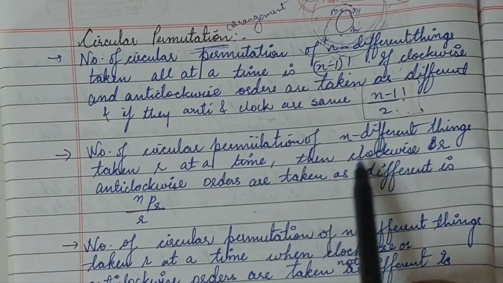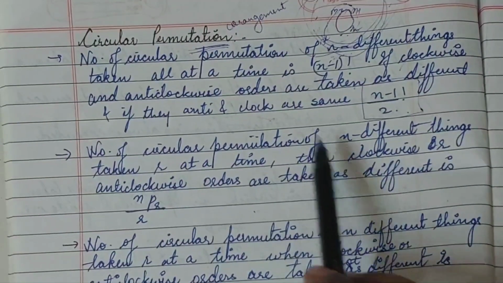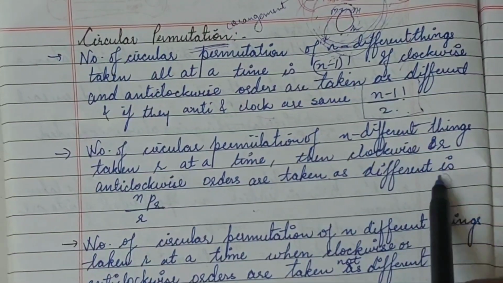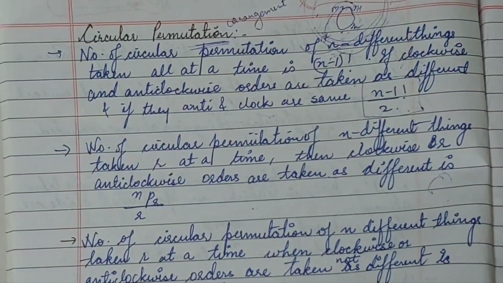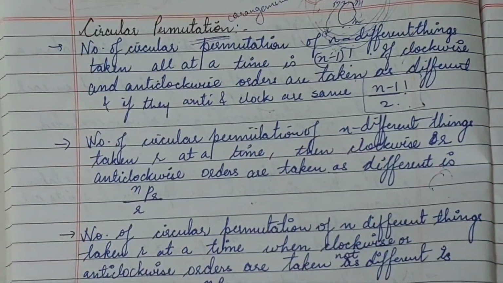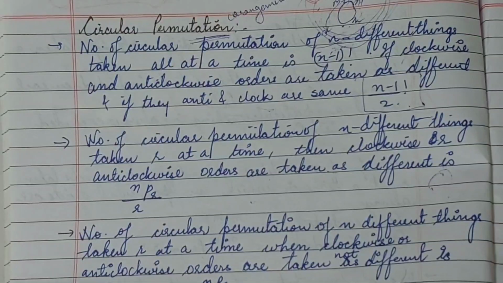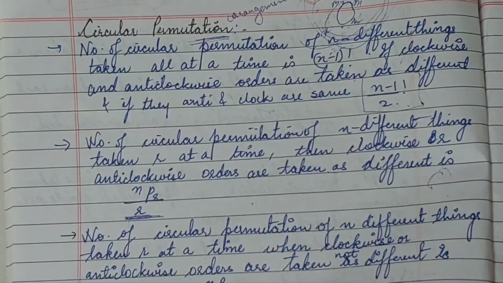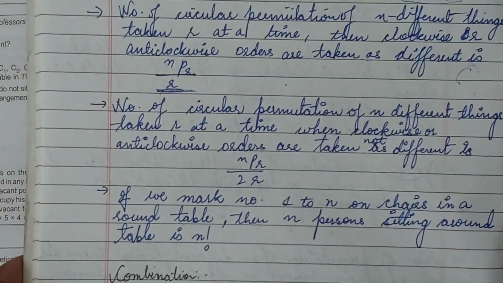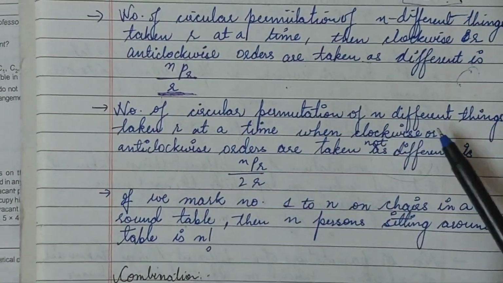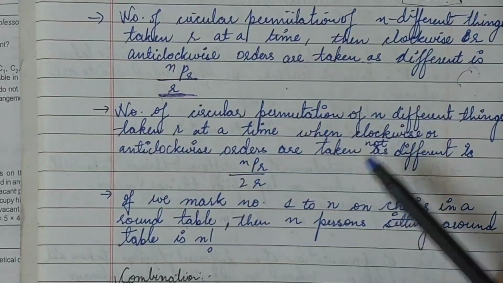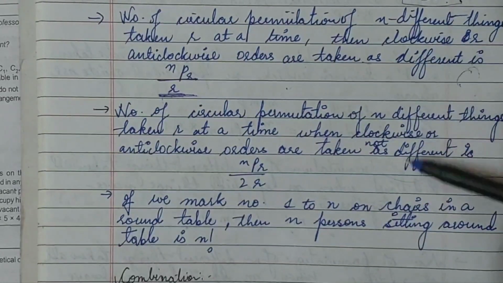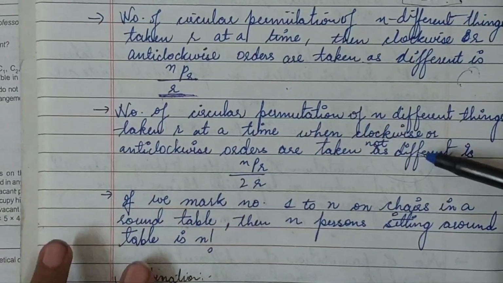And we have to take clockwise and anti-clockwise as two different cases, because clockwise and anti-clockwise are not the same. Then it becomes nPr upon r, as I've already told you. The next part is the number of circular permutations of n different things taken r at a time in clockwise and anti-clockwise, which are the same this time, not different.